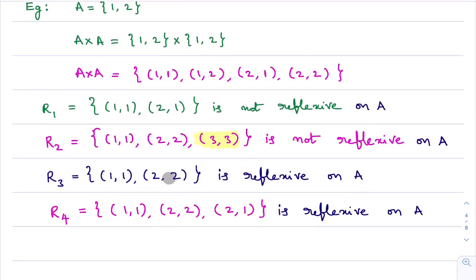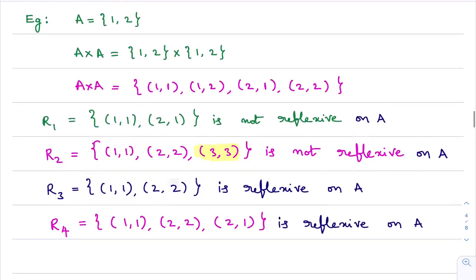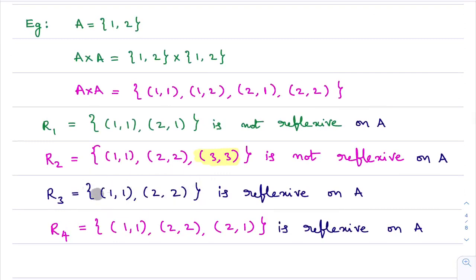I have taken one more relation and one more set. First, you need to check whether it is a relation or not. How to check whether it is a relation or not? If this is a subset of A cross A, then we say it is a relation. You take 1 comma 1, is it there? Yes. 2 comma 2, is it there? Yes. Is it a subset of A cross A? Yes, it is a subset of A cross A. So is this a relation from A to A? Yes, this is a relation from A to A.